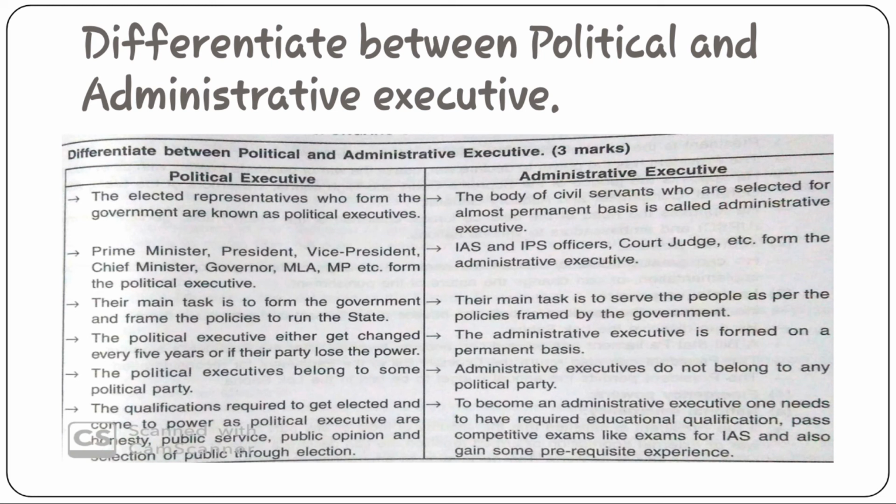Once the party loses the power, they will be resigning. Then the political executive belongs to one political party. You need membership of any one party. Otherwise, you will be from either BJP or Congress or Aam Aadmi Party. There are many such parties, and you are a representative of any one party. What is the qualification? The qualifications required to get elected and come to power as political executive are honesty, public service, public opinion and selection by the public through election. Through voting you will be elected.